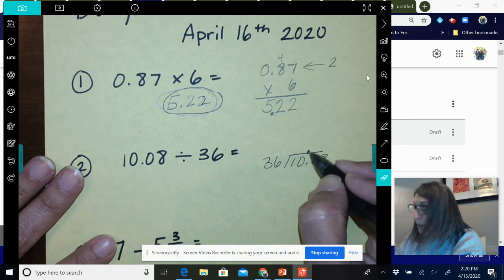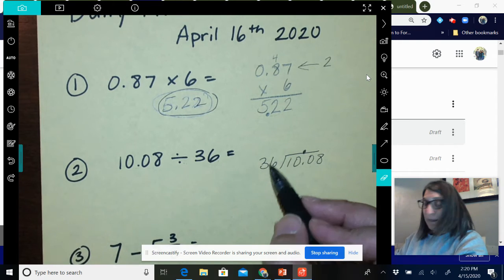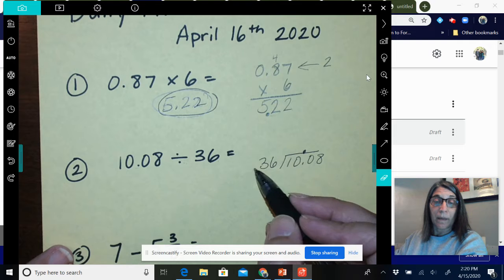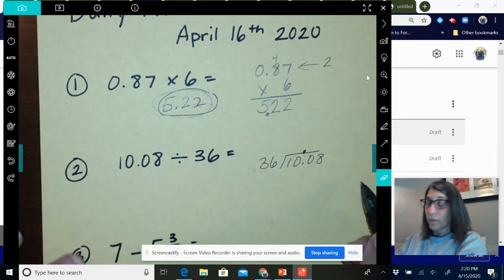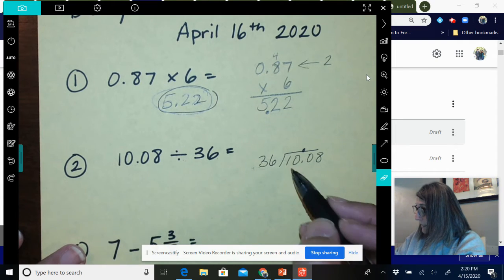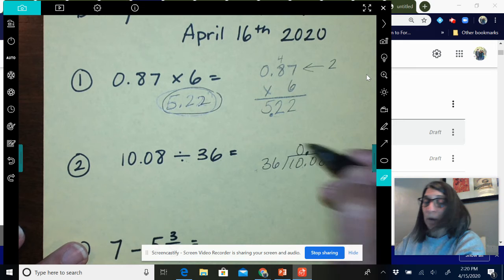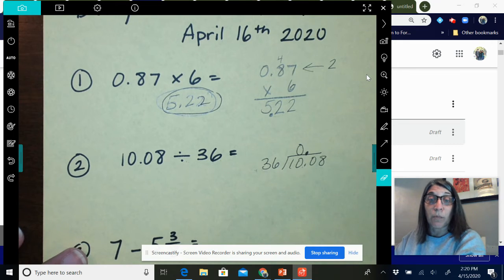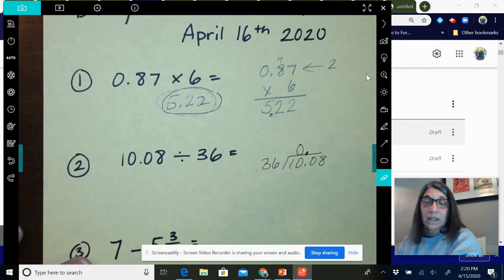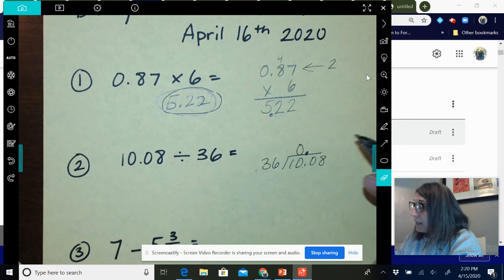The other thing you need to remember to do is bring up that decimal point. We don't have a decimal here in our divisor, so we don't have to worry about moving anything over. We're good to go. We know that 36 does not go into 10, so we're going to start with a 0 here in front of your decimal point. Please don't forget those. It seems silly, but it helps you keep your place, and you should have a 0 placeholder in front of decimal points all the time.